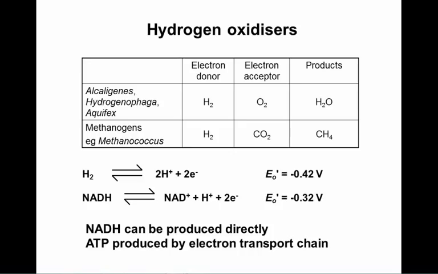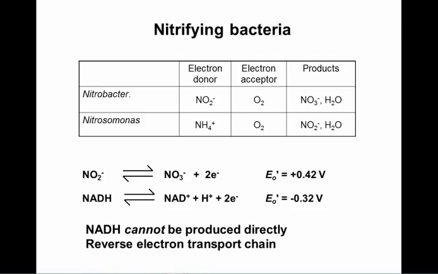The other source is going to be geothermal. Okay, so you can have white smokers underneath the ocean which produce molecular hydrogen, and then these types of bacteria will be able to use oxygen in the water to get the energy from the hydrogen. Okay, another type of chemolithotroph are nitrifying bacteria. So they are getting their energy from oxidizing nitrite or ammonium using oxygen as the electron acceptor.